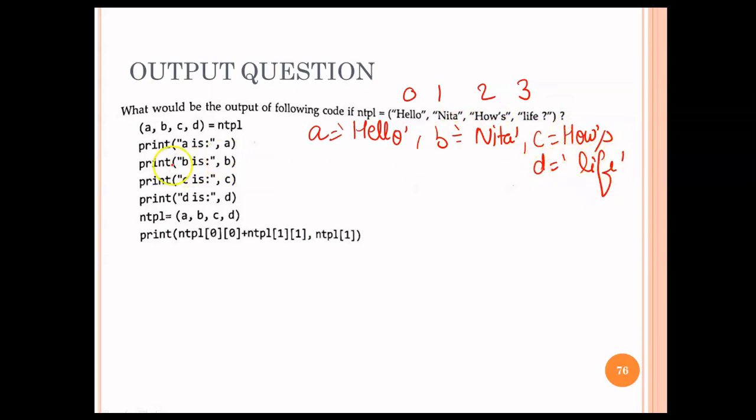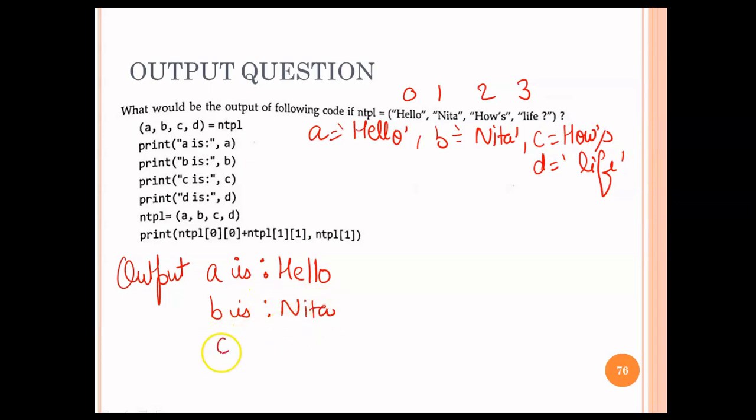Okay. Now, when you try to display the values, A is, and you can see the colon is also given under double quotes only. A is colon hello. Then B is colon Nita. Then C is colon house. And then D is colon life. Perfect. Now ntpl is equal to, they are giving A, B, C, D, and the A, B, C, D values will again be stored into the ntpl tuple variable.